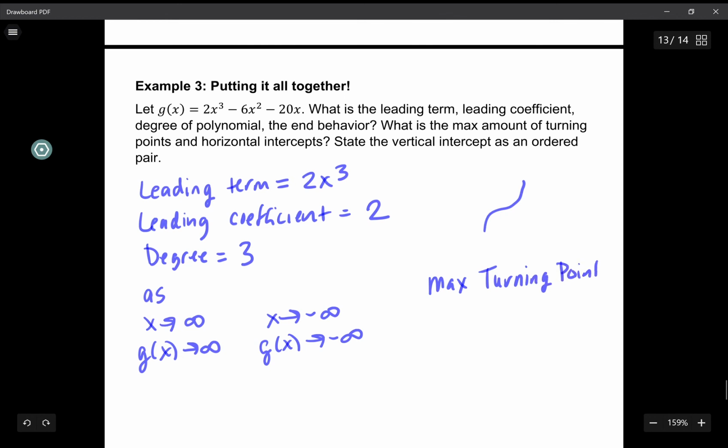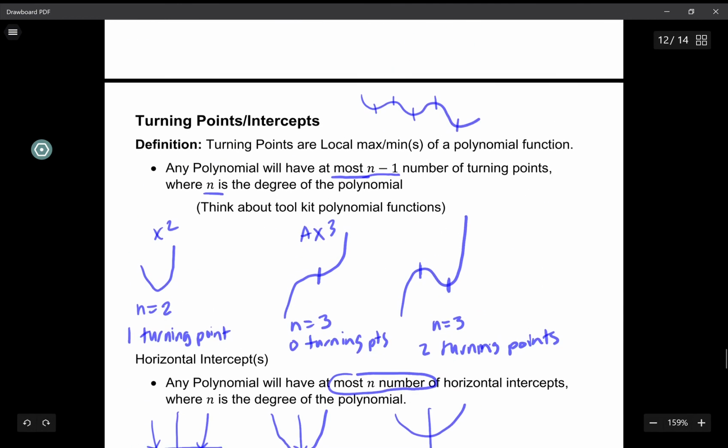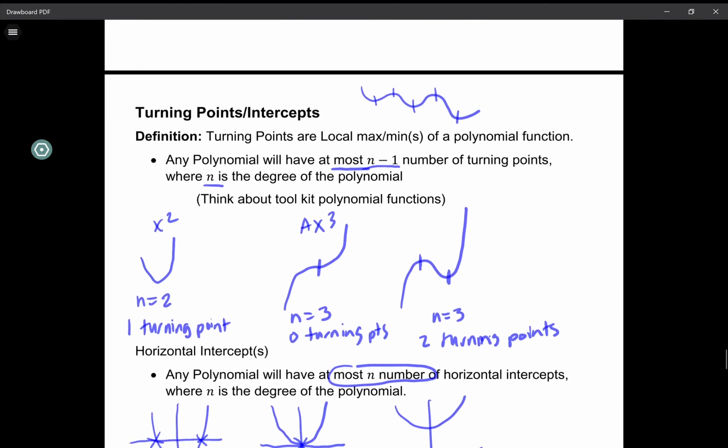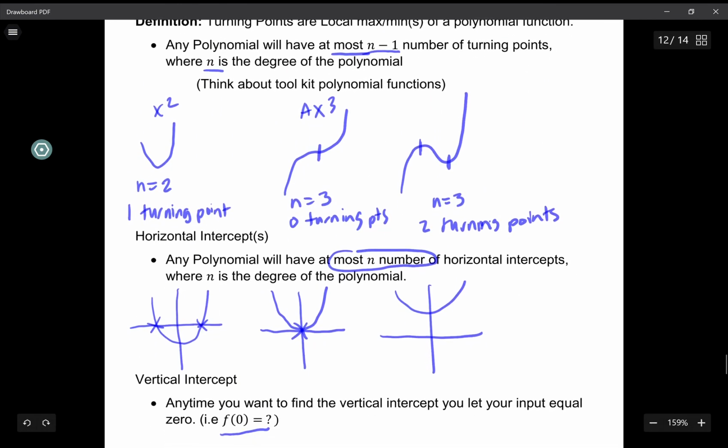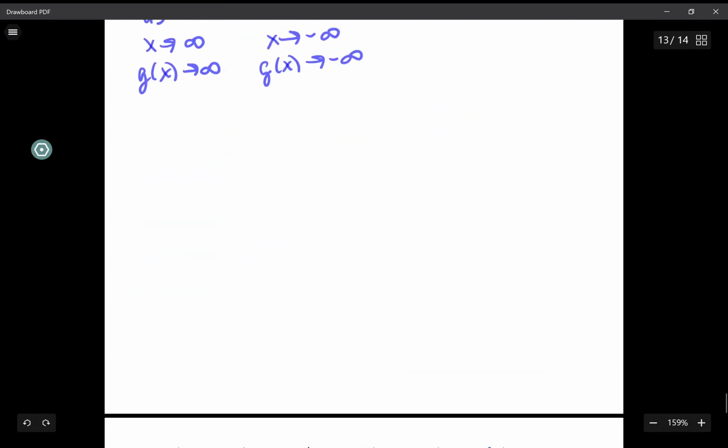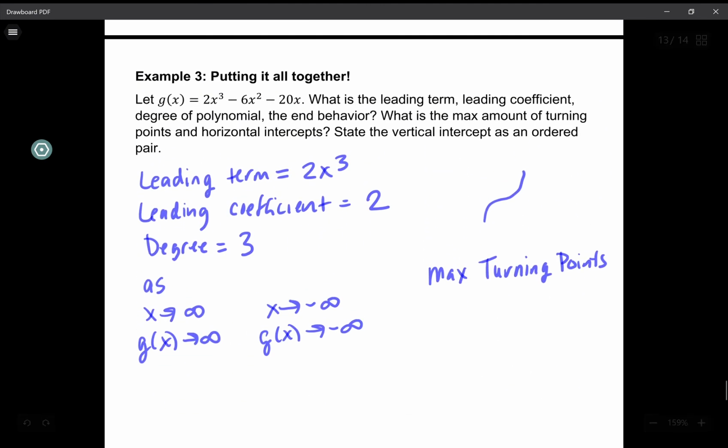What was our rule for turning points? Let's go back up and look. If the polynomial is degree n, it will have at most n minus 1 turning points. So our polynomial is degree 3, so we'll have at most 3 minus 1, 3 minus 1 equals 2 max. The maximum number of turning points is 2.